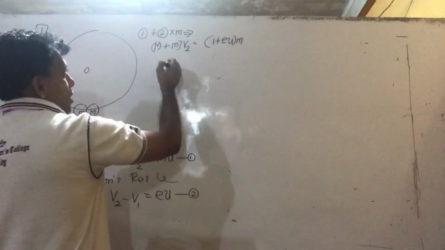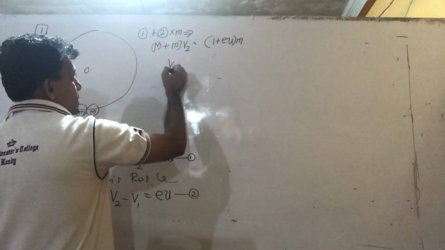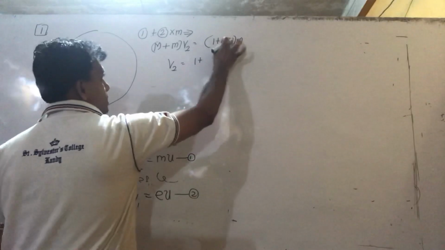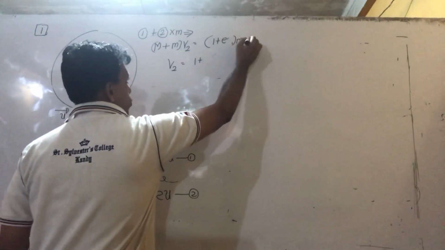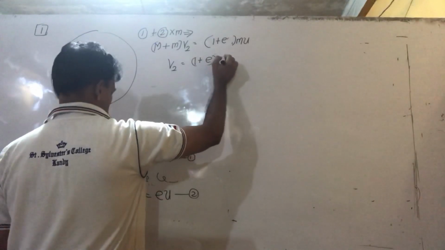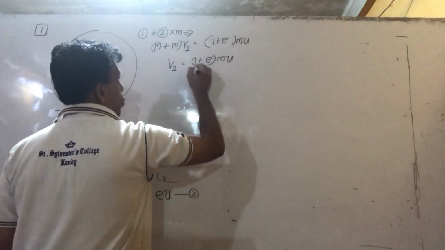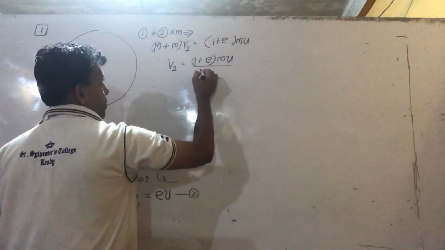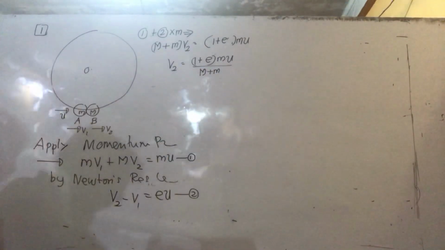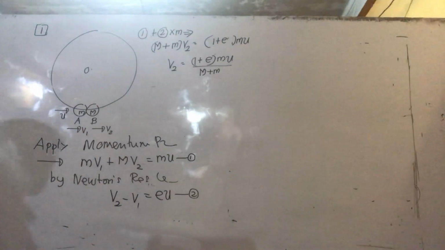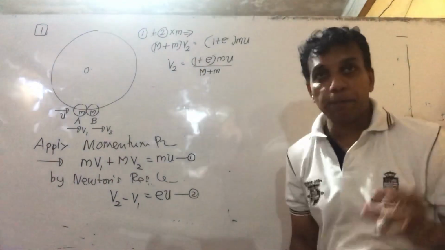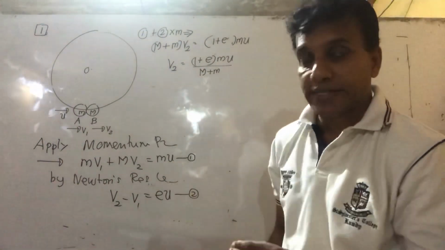So that gives you v2 equals 1 plus E, times m u, over capital M plus small m. This is the velocity of one particle after the collision. That means this is for B, the velocity of pebble B after the impact.